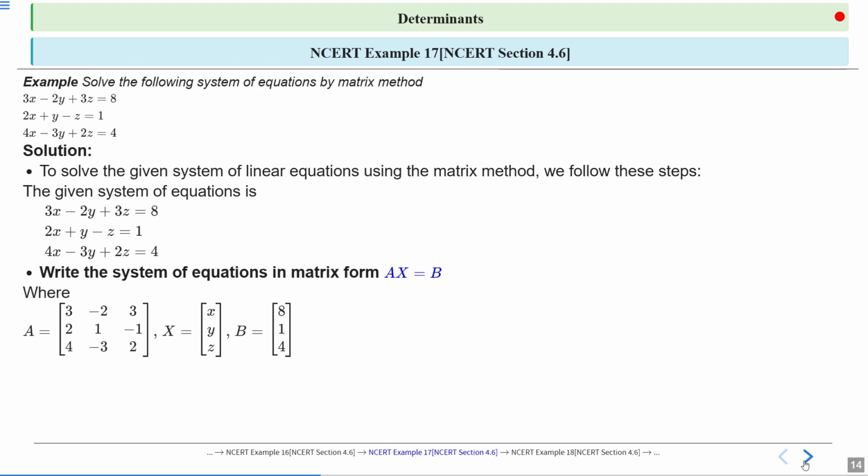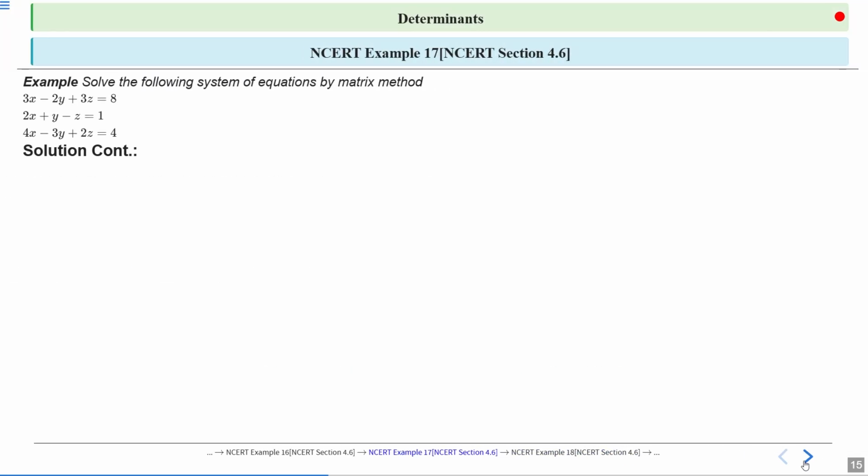And the matrix X is the matrix of variables. Here there are three variables X, Y, and Z. And matrix B holds the constants 8, 1, and 4. So now we have written this system of equations in matrix form. In the second step, we now calculate determinant of A.